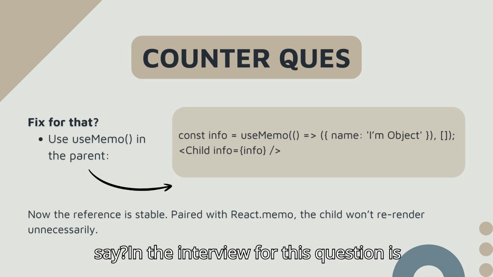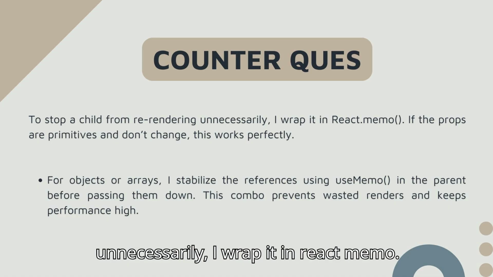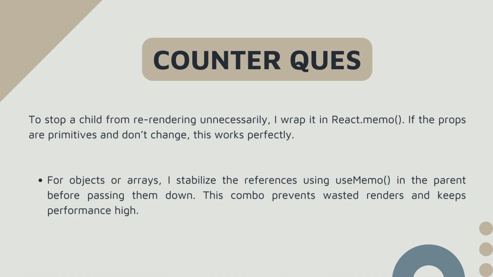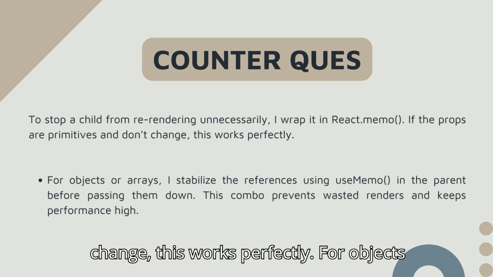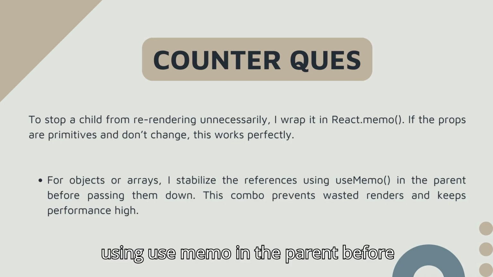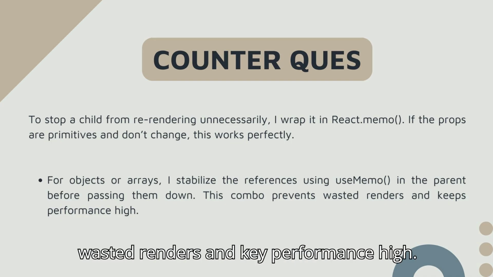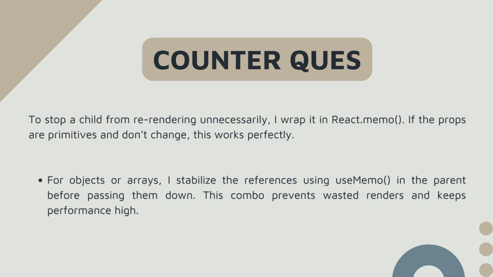So what you can say in the interview for this question is, to stop a child from re-rendering unnecessarily, I wrap it in React.memo. If the props are primitive and don't change, this works perfectly. For objects or arrays, I stabilize the reference using useMemo in the parent before passing them down. This combo prevents wasted renders and keeps performance high.